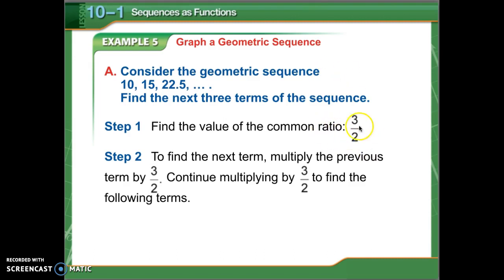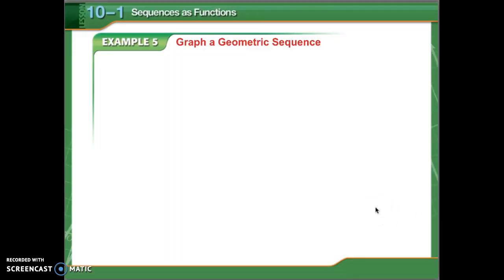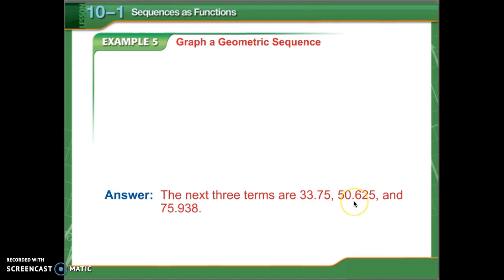So once you figure out that common ratio, you're going to take the last number that you're given, 22.5, and multiply it by 3/2. And you're going to continue doing that each time to get the next terms in the sequence. And when you do that, you will find that the next 3 terms are 33.75, etc., etc. You can read that on your own.